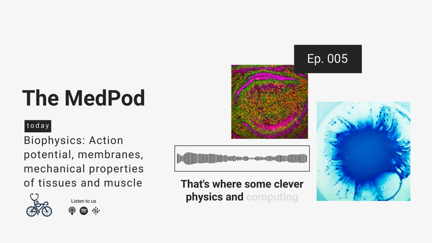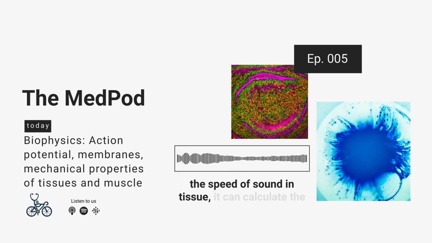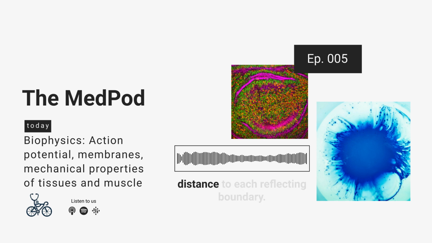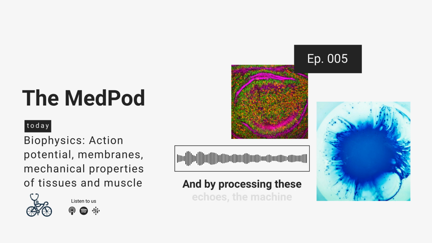That's where some clever physics and computing come in. The ultrasound machine measures the time it takes for each echo to return to the transducer. Knowing the speed of sound in tissue, it can calculate the distance to each reflecting boundary. So it's like a super fast, highly precise sonar system mapping out the internal structures based on the echoes. And by processing these echoes, the machine creates those black and white images you see on the screen. The brighter areas represent tissues that reflect more sound, and the darker areas represent tissues that reflect less.